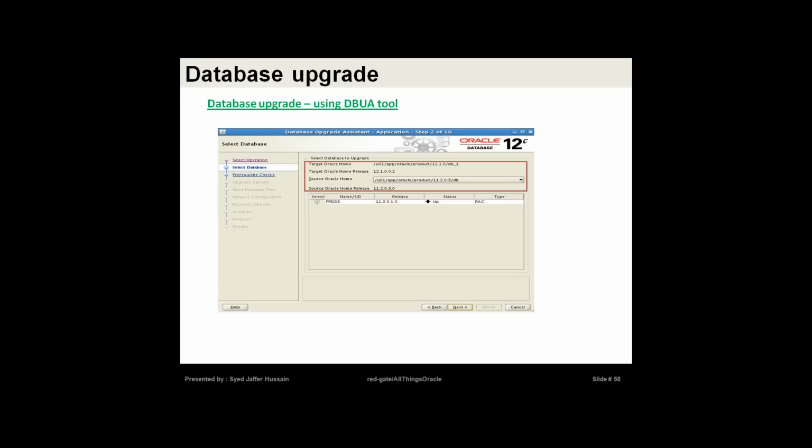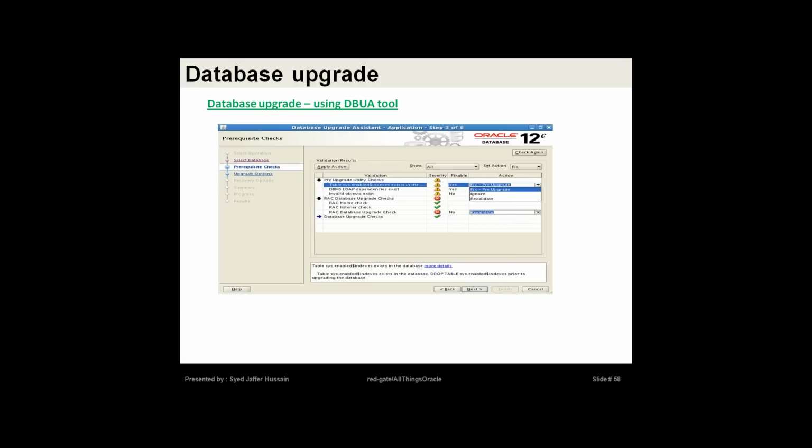So in the second screenshot, which is select database or upgrade, it is going to list all the databases running on that node, or on that local node. If you see the target home as well as the source home, my source home is 11.2.0.3 and my target home will be 12.1.0. Then you have to pick the database from the source home release. Under the source home release, see which database you are going to upgrade and make sure the status of this database on this node is up and running. Proceed next, and then it comes to prerequisites checking.